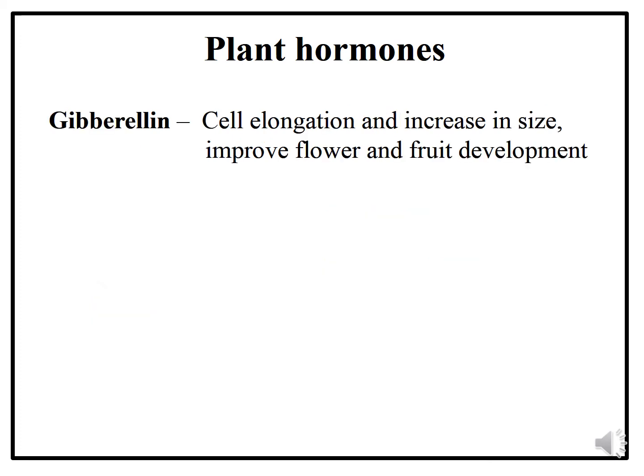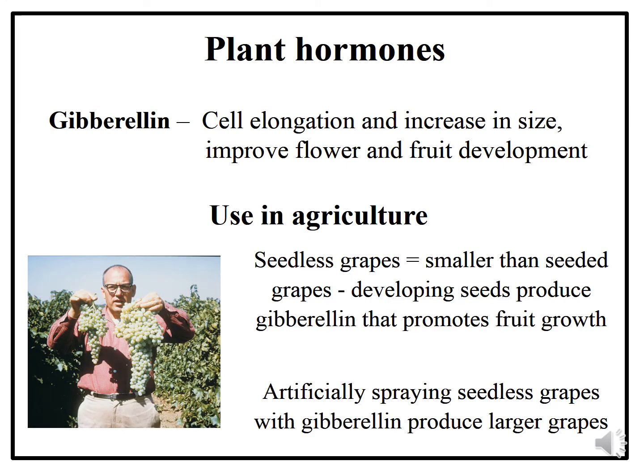The second plant hormone that you need to know is called gibberellin, and that hormone is involved in cell elongation and increase in size. And what it basically does is it improves flowering and fruit development. So again, how is it used in agriculture? Basically, it's used in growth of fruits.